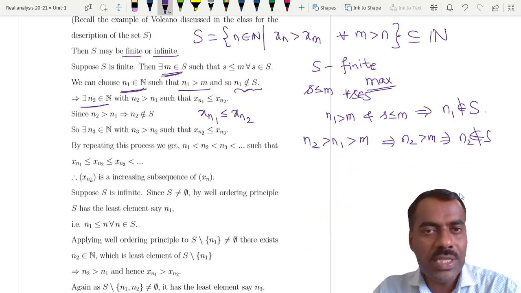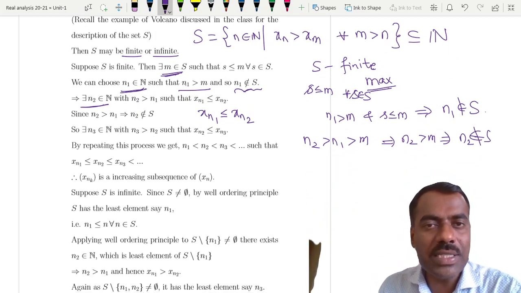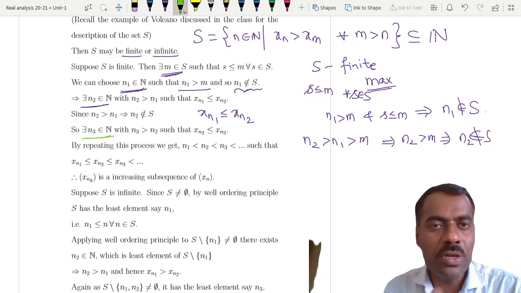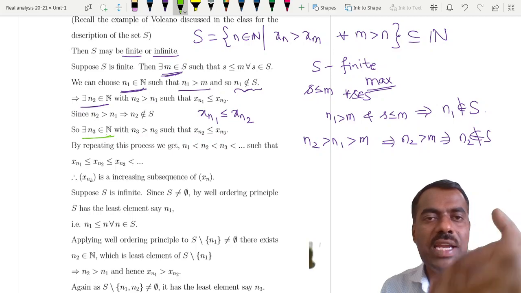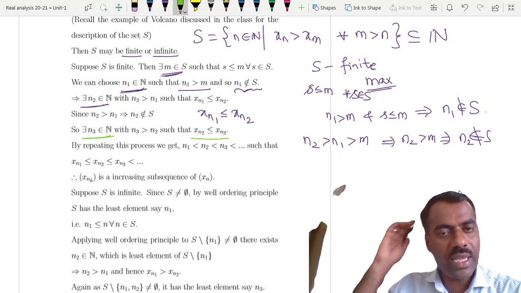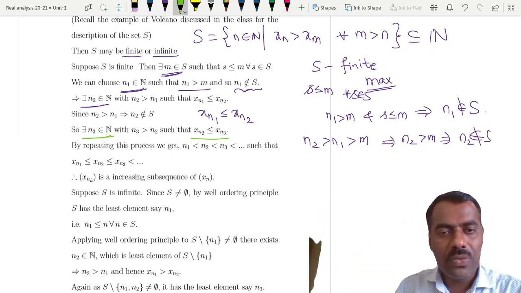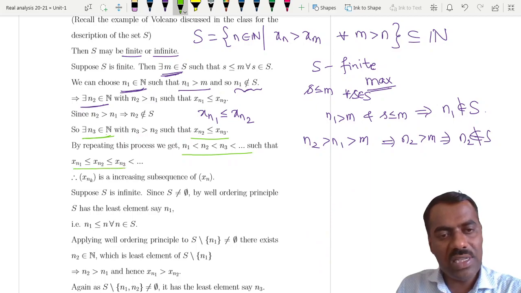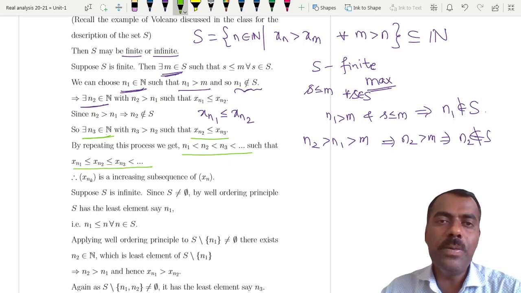So therefore n2 is also not a member of S. That means there exists again a natural number, that is, there is one more building in front of it whose height is bigger than that. So therefore xn2 is less than or equal to xn3. If you keep on repeating this, what you get is n1 less than n2 less than n3 such that xn1 is less than or equal to xn2 is less than or equal to xn3.